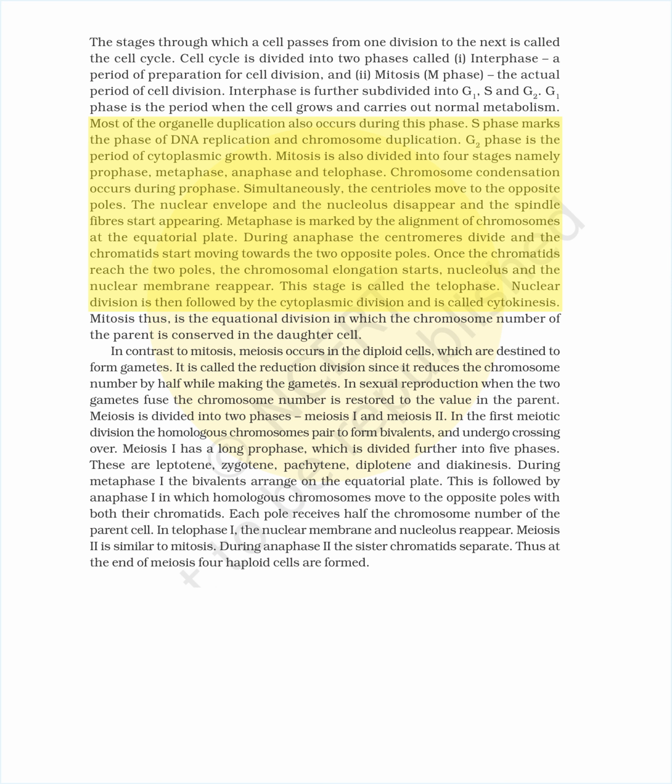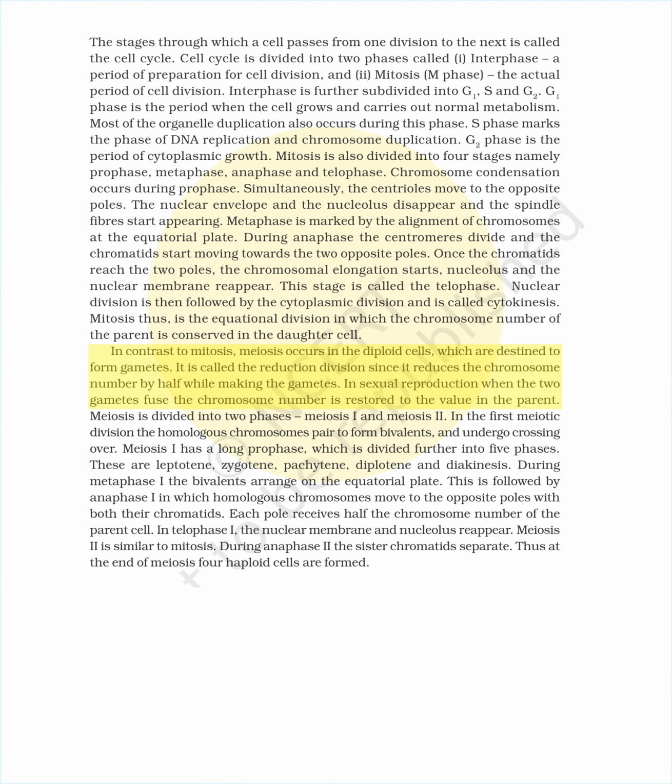Metaphase is marked by the alignment of chromosomes at the equatorial plate. During anaphase, the centromeres divide and the chromatids start moving towards the 2 opposite poles. Once the chromatids reach the 2 poles, the chromosomal elongation starts, nucleolus and the nuclear membrane reappear. This stage is called the telophase. Nuclear division is then followed by the cytoplasmic division and is called cytokinesis. Mitosis, thus, is the equational division in which the chromosome number of the parent is conserved in the daughter cell.